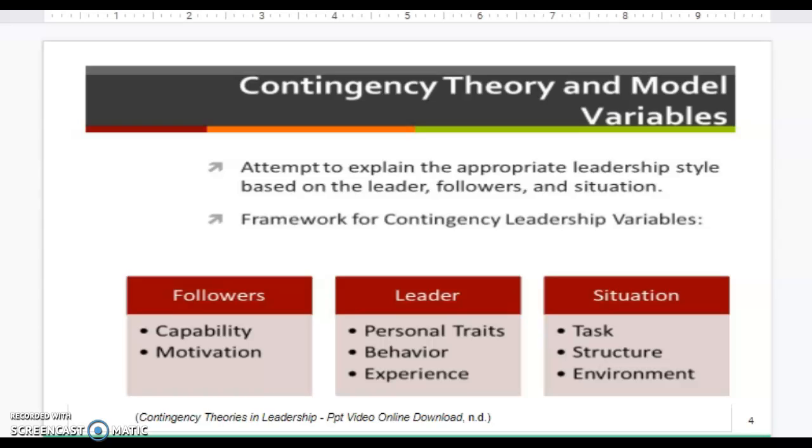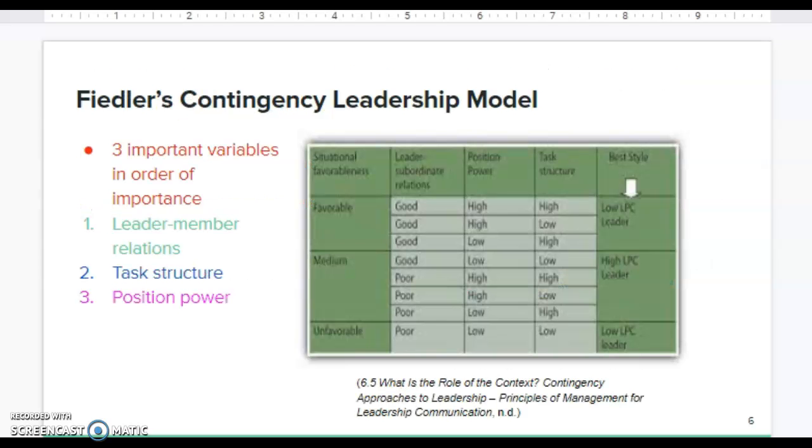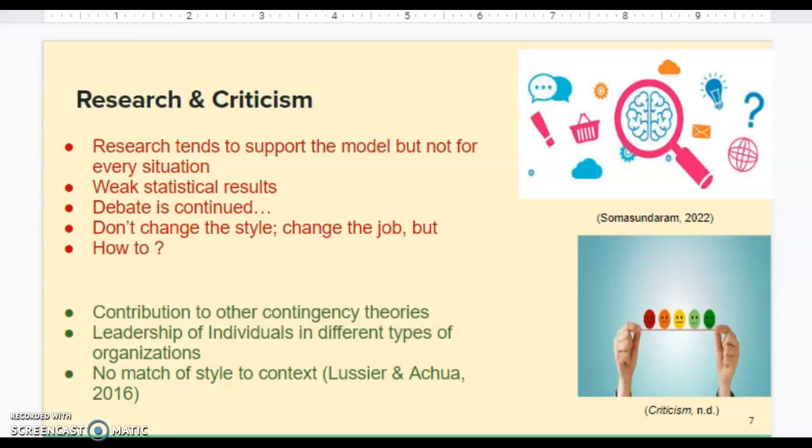by a different leader. To apply Fiedler's theory, you have to determine your leadership style and your situation's favorableness using Fiedler's model. Using Fiedler's model, you must complete the LPC scale, which essentially answers the questions: are you task-oriented or relationship-oriented? After determining your style, determine the situation favorableness. If the LPC leadership style matches, you may be successful. However, if the style doesn't match, you may be ineffective. One option is that you change the style, but Fiedler recommends to change the situation.